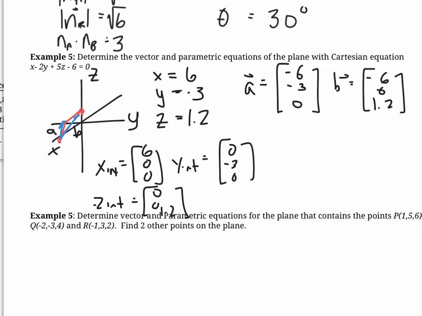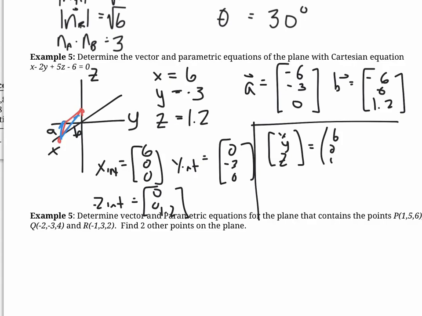What do we need in order to write the vector equation? Well, we just need those 2 direction vectors along with a point on the plane. And we can really choose any of those 3 points. So essentially, our equation is just going to be our point. I'm just going to choose the x-intercept, 6, 0, 0, plus s times our first direction vector, -6, -3, 0, plus, I'm going to run out of space here, plus t times -6, 0, 1.2. Now that we have that, I'm out of space, but you can easily generate the parametric equations for that.